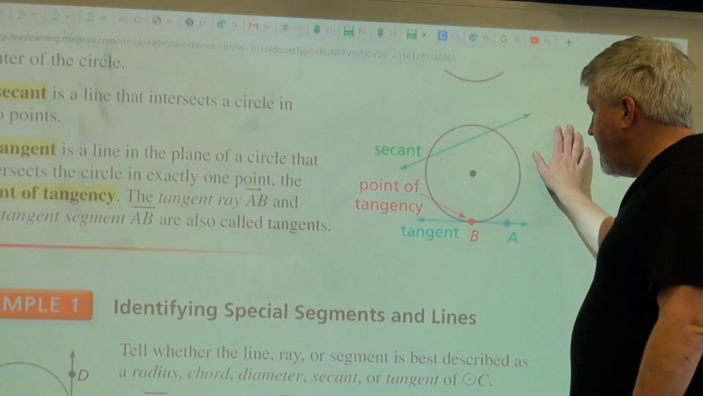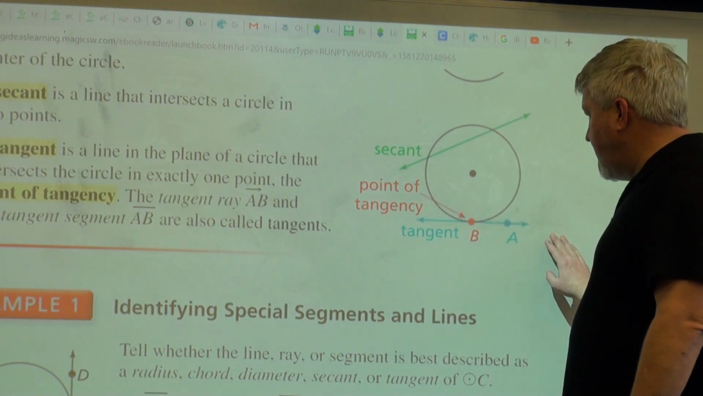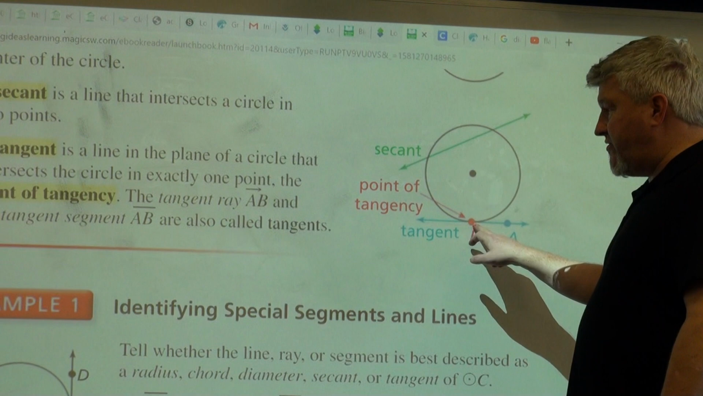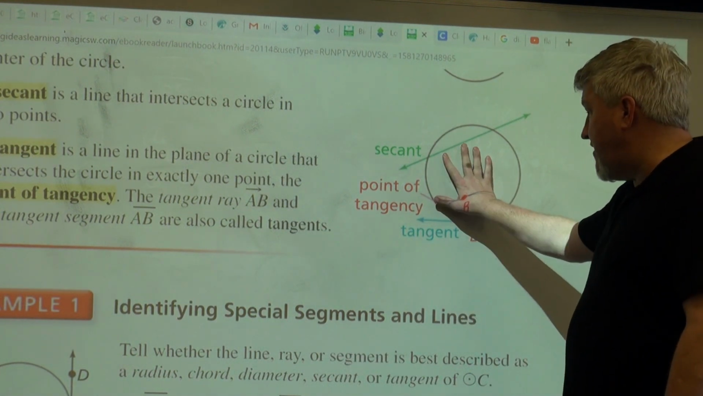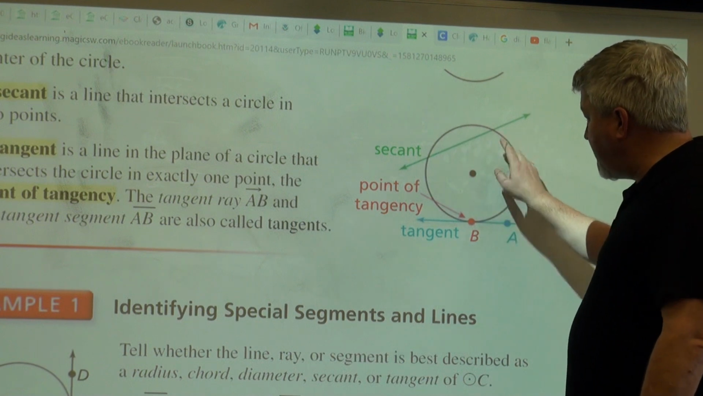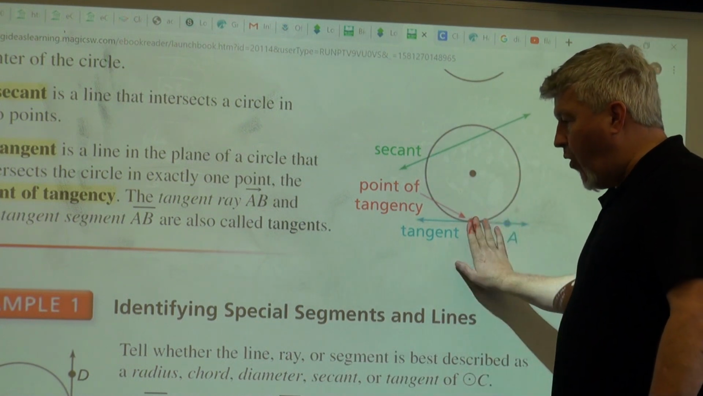So you have secant, your tangent line, and your point of tangency. A secant is not a tangent, and a tangent is not a secant. A secant goes through 2 points. The tangent only touches it at 1 point.